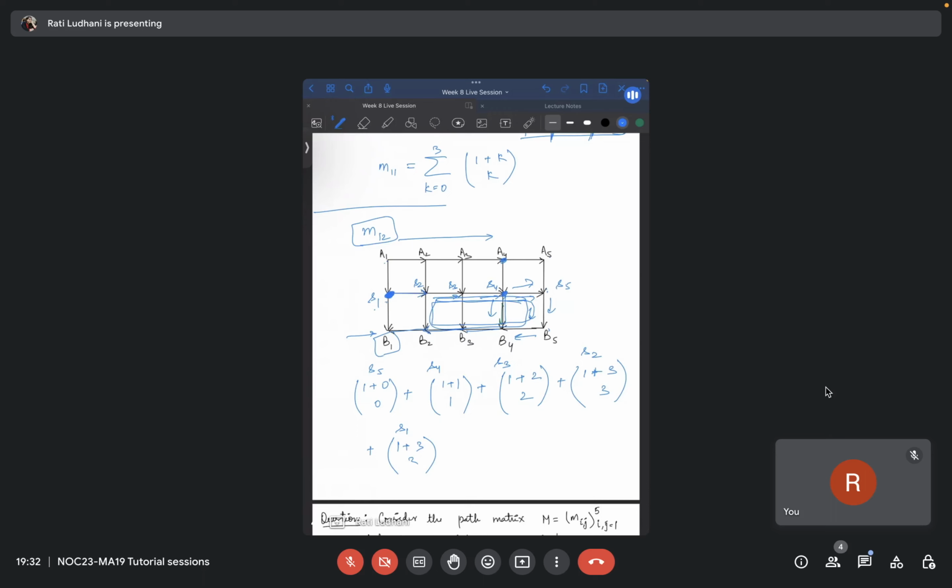Is that clear how we got the S1 part? When you go to S1, then you have to go to S2, and then after S2 you have this 3 cross 1 box, or 1 cross 3 if you consider rows. Is that clear? What is the difference with M11?